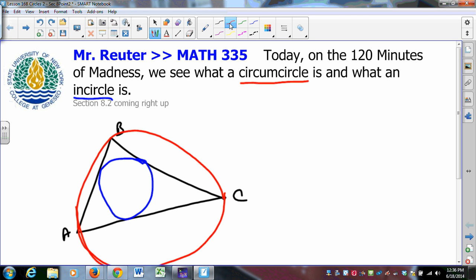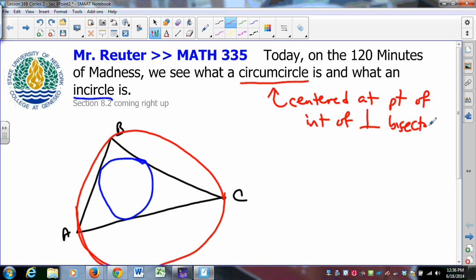It turns out that the circumcircle is centered at the point of intersection of the perpendicular bisectors of the sides of the triangle. And this is a result that you may remember from high school geometry. I know currently in New York State in high school geometry, this is taught.